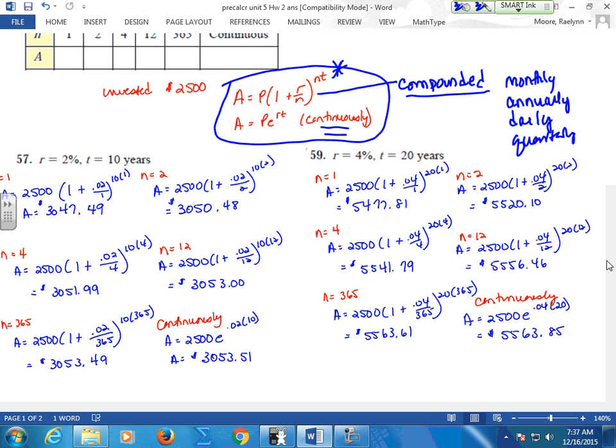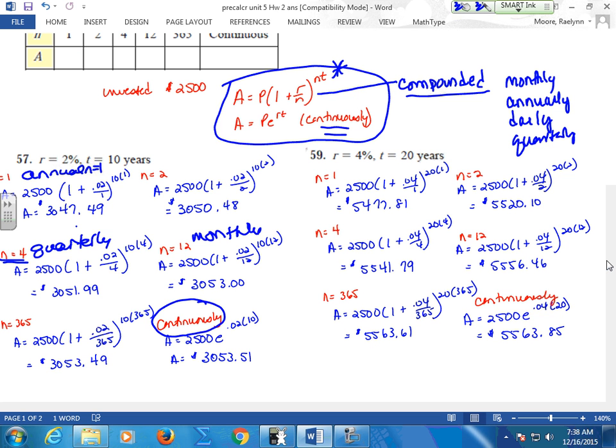Compounding annually, this was my annual, when n is equal to 1. You should see as you compound more, this was my quarterly, n is equal to 4. We get a little bit more money. Here's my daily down here, 365. Here's my semi-annually, n is 2. My monthly, and this is my continuously.